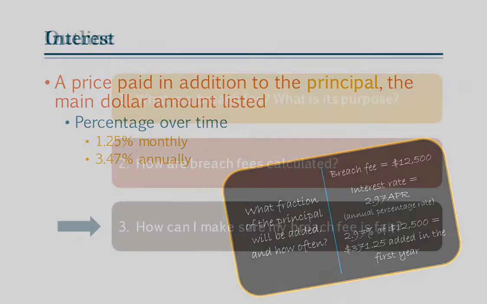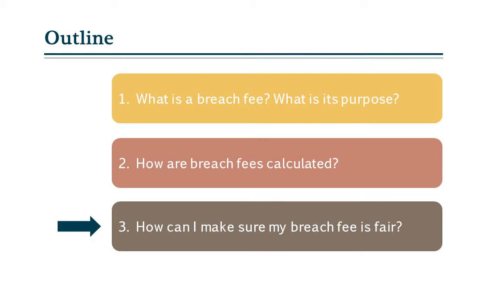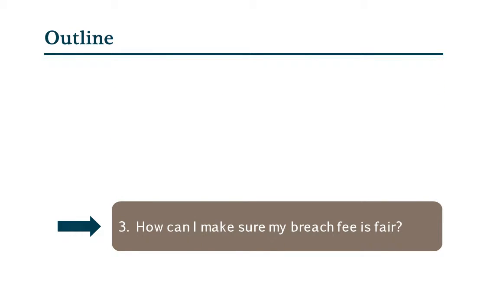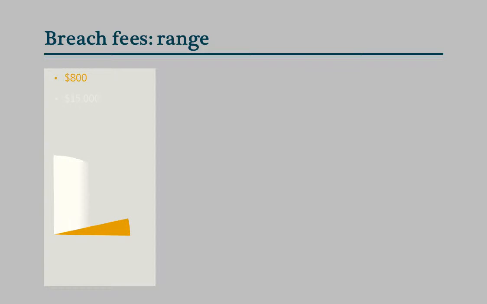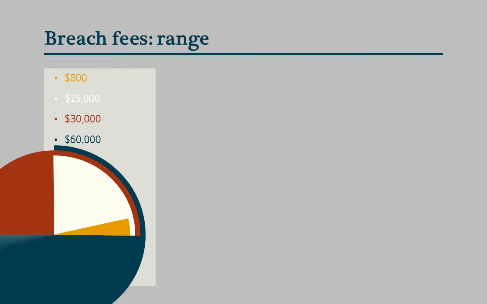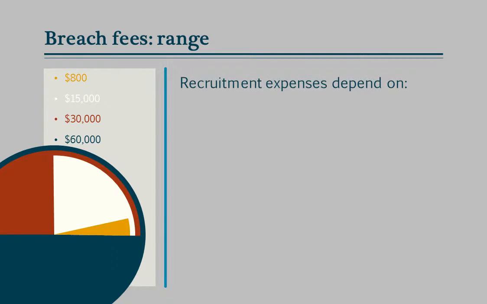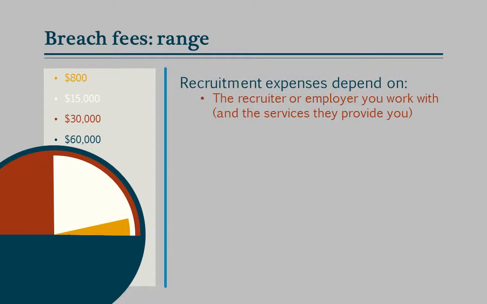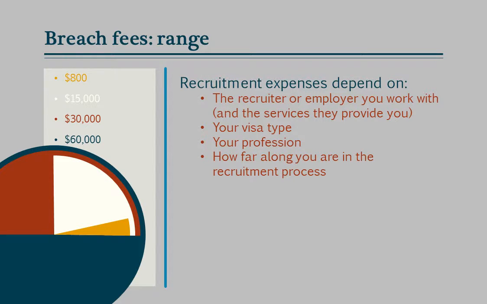So, what's a fair breach fee? Breach fees range from $0 to $800 and $15,000 to $30,000. In extreme cases, we have seen breach fees as high as $60,000. How can they be so different? First, the recruitment expenses the fee covers depend on the recruiter or employer you work with and the services they provide you, your visa type, your profession, how far along you are in the recruitment process, the time it takes to complete the immigration process, and more.